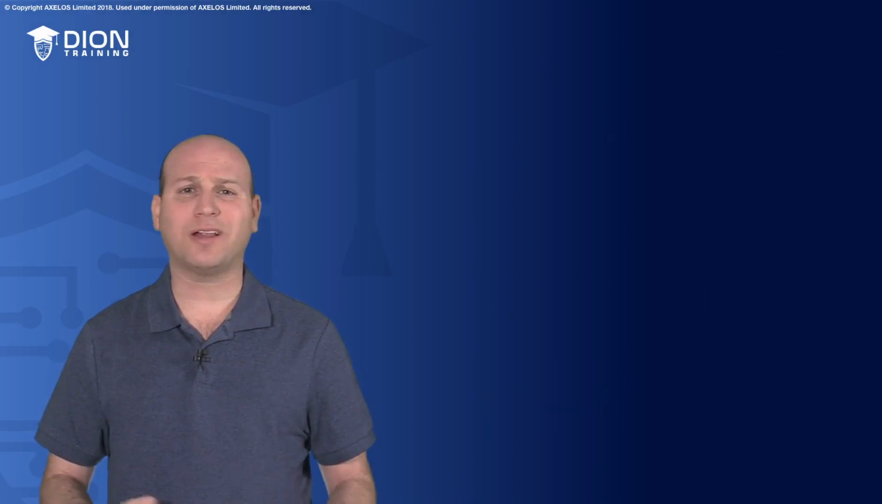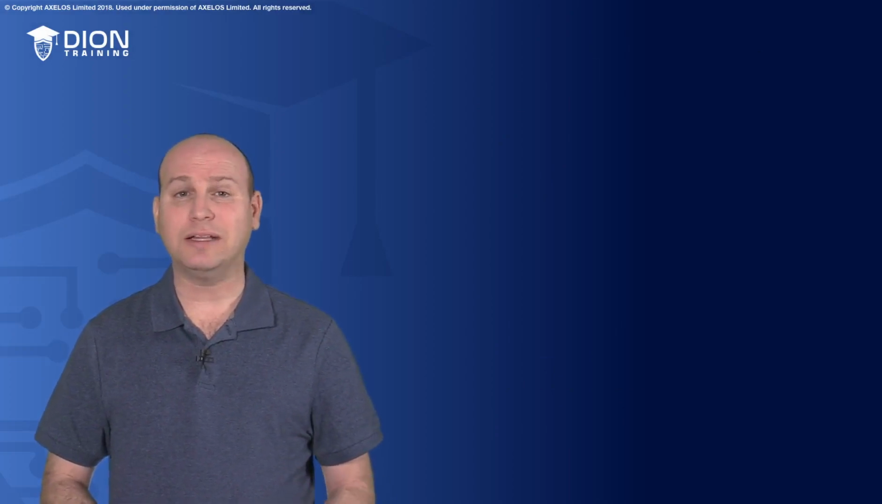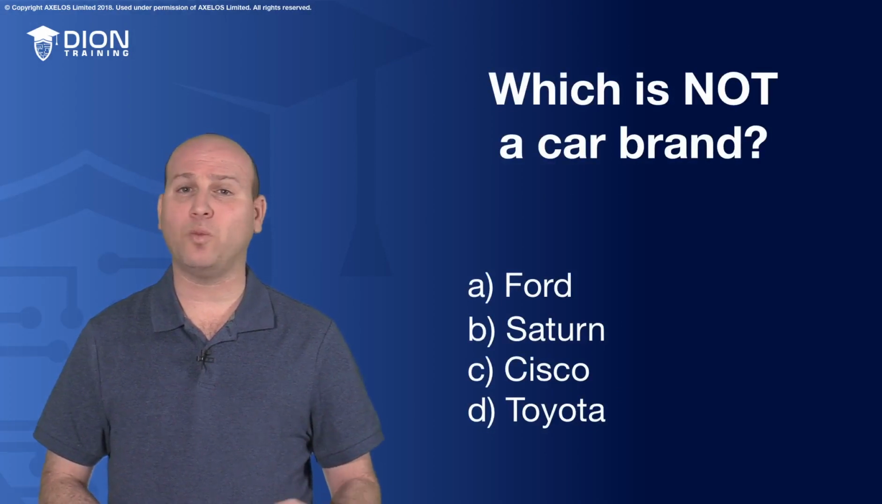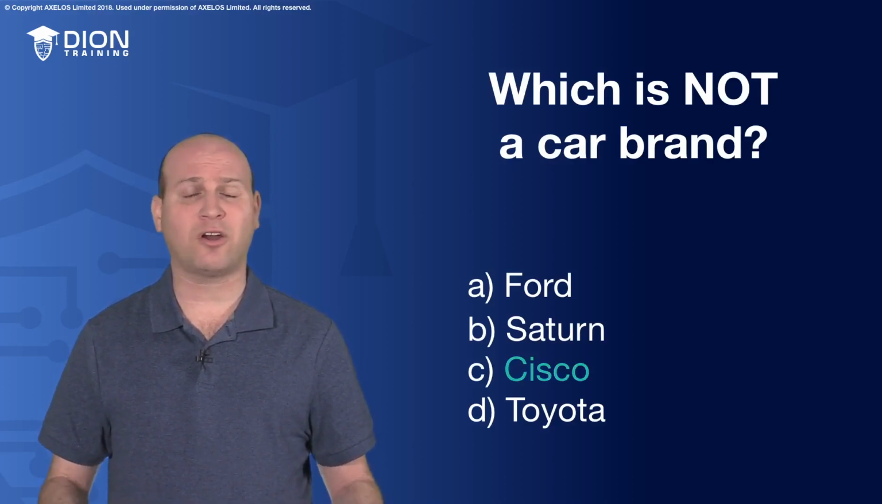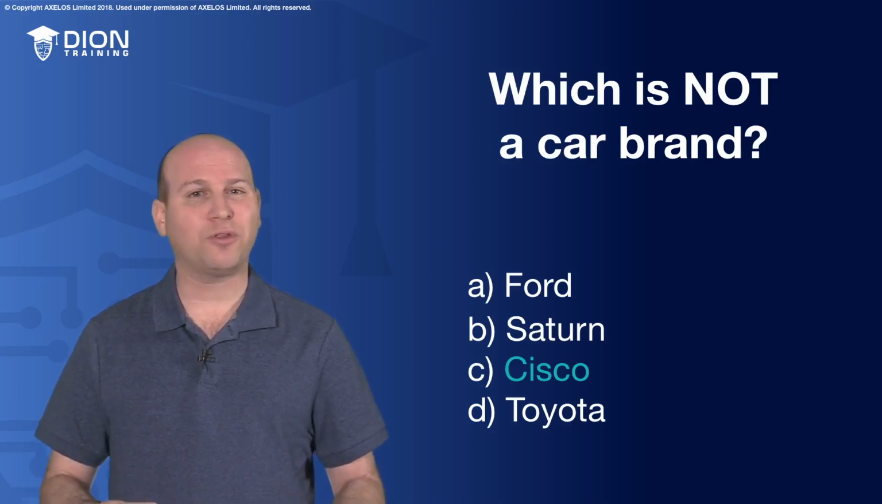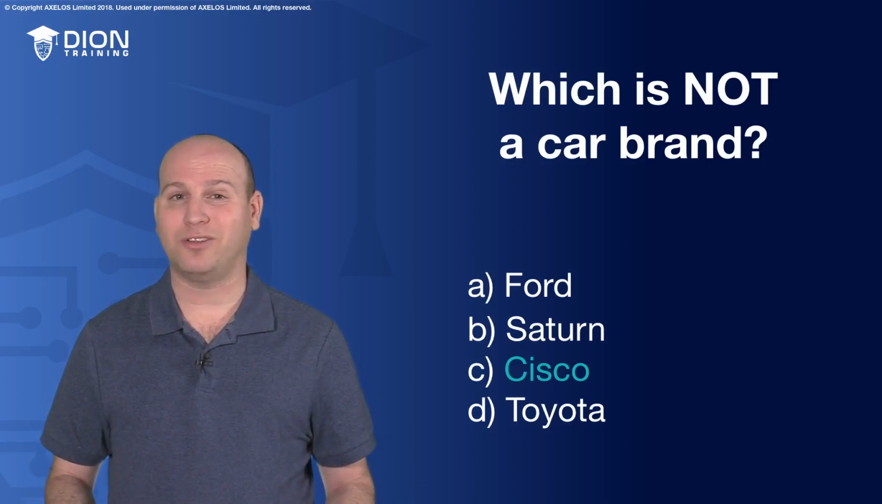Now, you may see a few classic questions on the exam that are shown as what we call a negative classic question. This is symbolized by the word not in the question. So if you're asked something like, which of these is not a car brand? A, Ford, B, Saturn, C, Cisco, or D, Toyota, you hopefully realize that Cisco is not a car brand, but instead is networking gear. In fact, Cisco is a very popular brand of networking equipment, but the other three are car brands. So we would say Cisco was the right answer in this case.